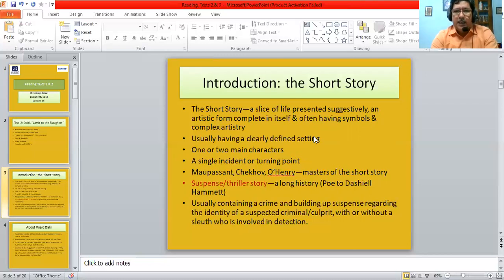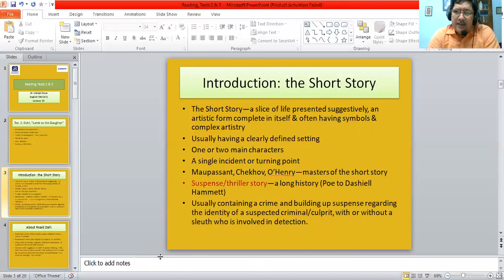Usually, the short story has its formal elements quite pronounced. It has a clearly defined setting. It has one or two main characters. A single incident or one or two incidents serve as the turning point in the story. These are mostly the elements which are there in the short story. Also, the deft use of dialogue and other elements is a marked feature of the short story.